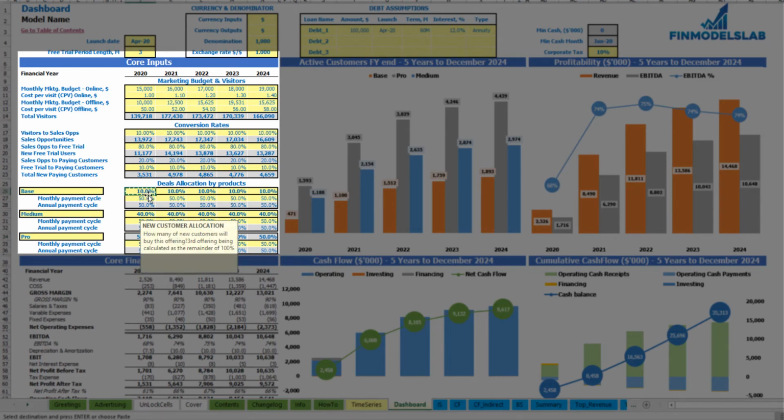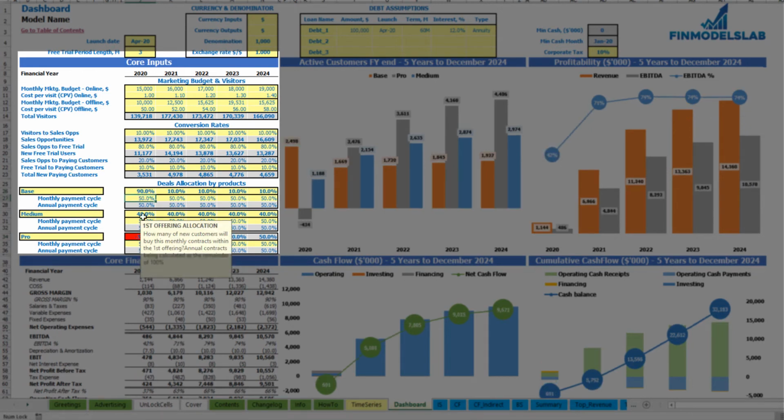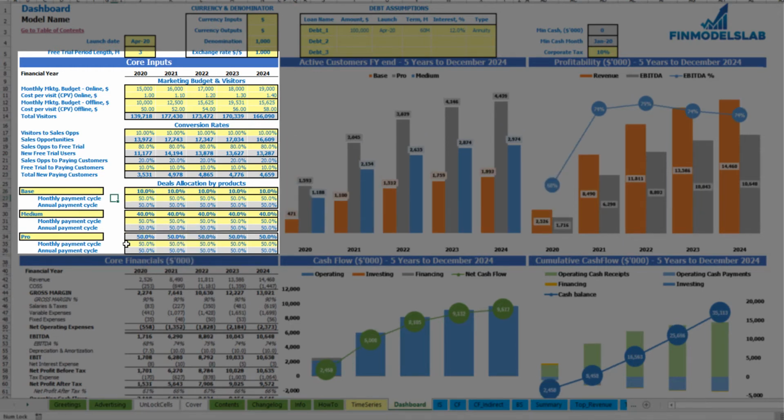If you make some mistake, for example, 90% to Base, 40% to Medium, you'll have minus 30, and this is in red color, which means that something is wrong here, because 100% minus 90, minus 40, this is minus 30%, which doesn't make sense, so you need to change something here, and it will show the gray color.